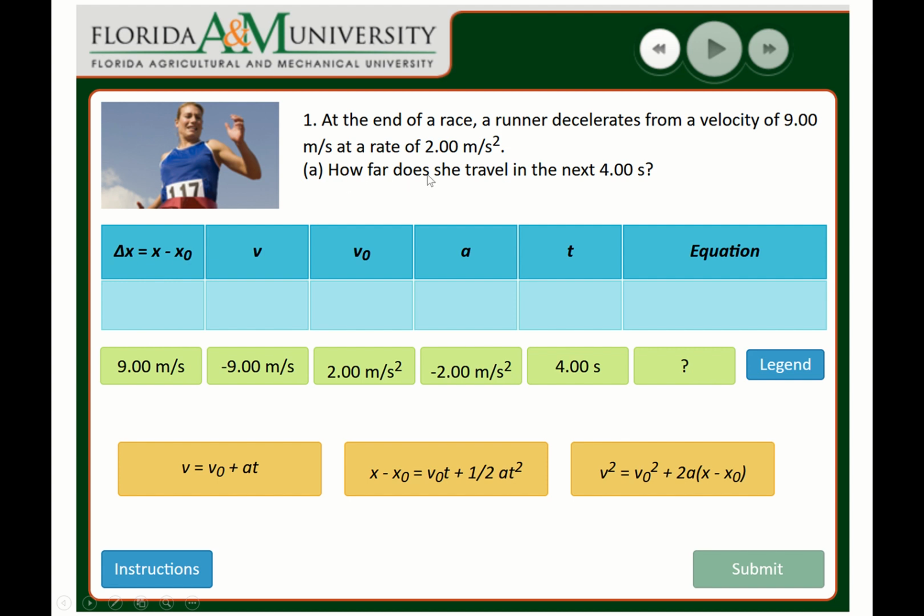Then you're going to look at what it's asking to solve for. So for this one, how far does she travel? So how far does she travel? That would be delta x. So you're going to click on the delta x to highlight that column. And then finally, you're going to choose which equation is it of those 3 equations that you can use to solve for it, and drag that up.